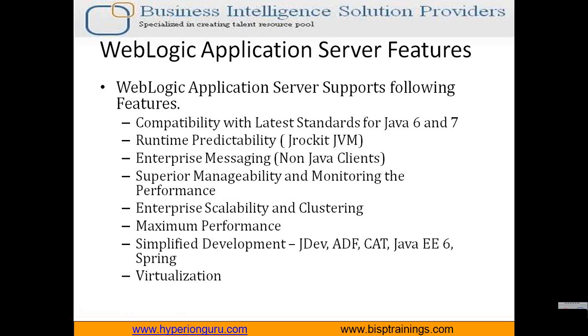JRockit JVM is a proprietary JVM from BEA. In fact, when Oracle acquired BEA, it became Oracle JRockit. So they were providing Oracle JRockit as a different JVM for supporting WebLogic server. In case of production servers, they were taking it as a high performance JVM, right? Because the JRockit implementation is such that it provides high performance for the application server and for the applications which are deployed in it.